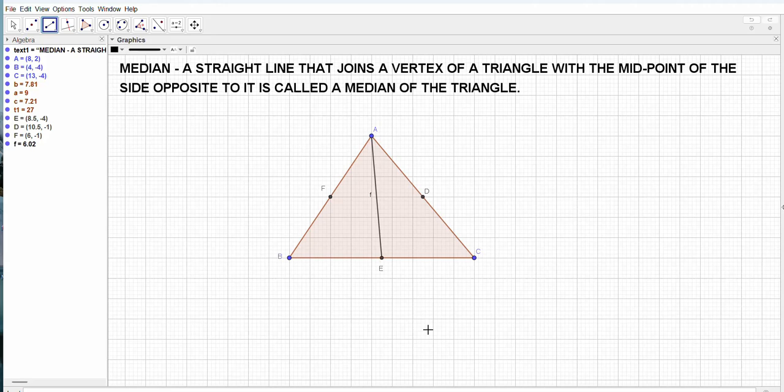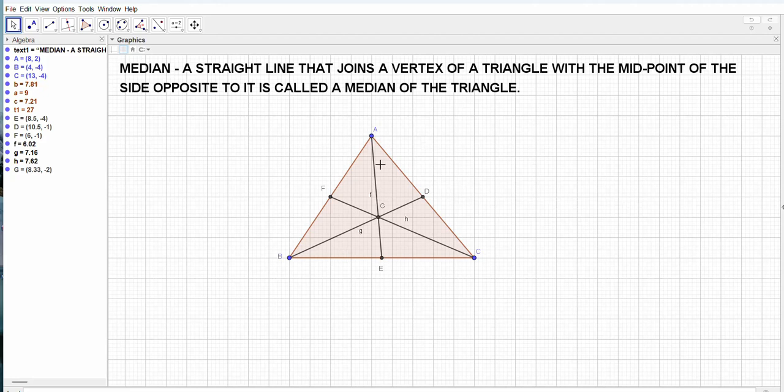This is one of my medians. In the same way, from B to D, this is another median, and from C to F is my third median. And all these medians are meeting at point G here. G is known as the centroid of the triangle. Okay. So the point where all three medians meet is known as the centroid of the triangle.